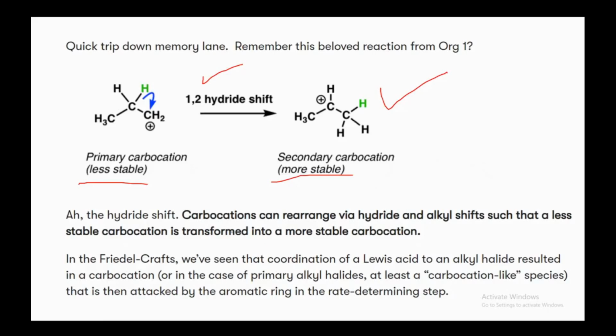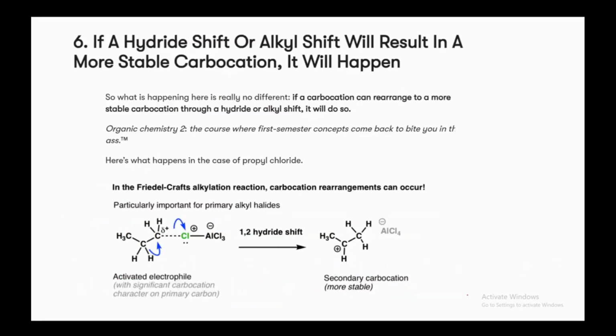The hydride shift. Carbocations can rearrange via hydride and alkyl shifts such that a less stable carbocation is transformed into a more stable carbocation. That is the reason why we observe a 1,2 hydride shift or a 1,2 alkyl shift. In the Friedel-Crafts, we have seen that coordination of a Lewis acid to an alkyl halide results in a carbocation, or in the case of primary alkyl halides, at least a carbocation-like species that is then attacked by the aromatic ring in the rate determining step.